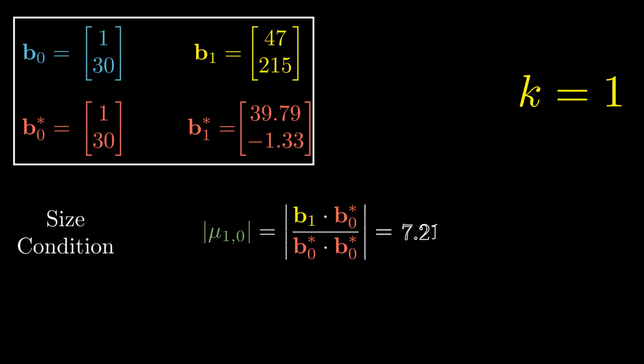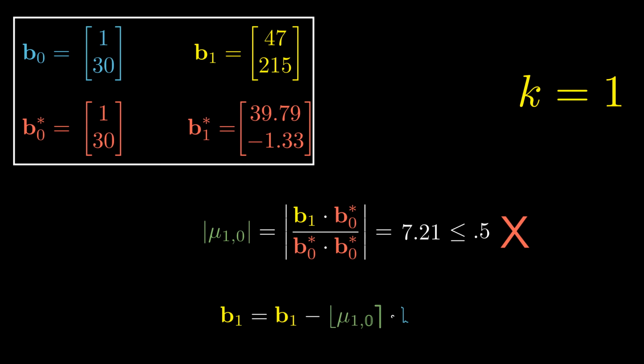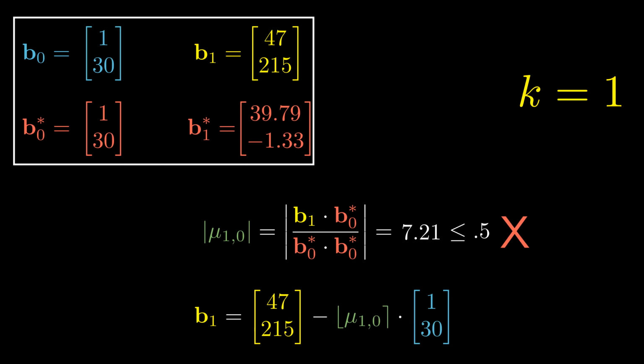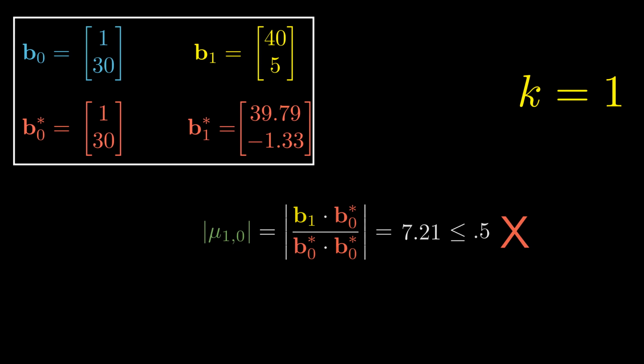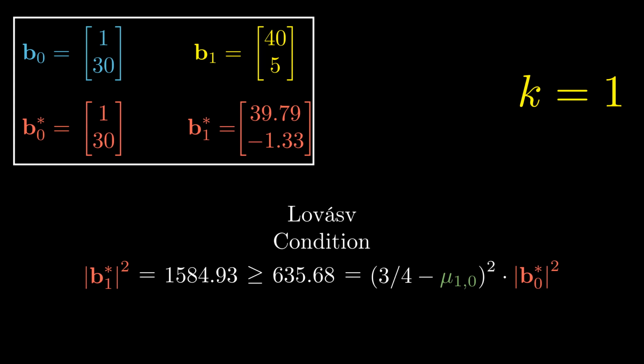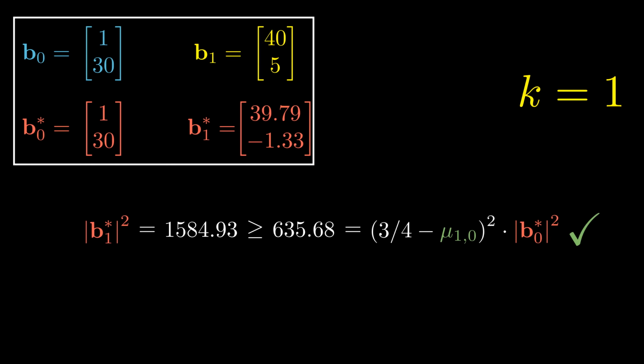On the next pass through this while loop, we again check the size condition, and we find that the magnitude of mu10 is 7.21, and this is not bounded by a half, so the size condition is again not satisfied, so we must update the vector b1. We again subtract off the rounded Gram-Schmidt coefficient times b0 from b1, and we find that numerically the new value for b1 is 45. We again check the Lovasz condition, and we find this time that the Lovasz condition is indeed satisfied.